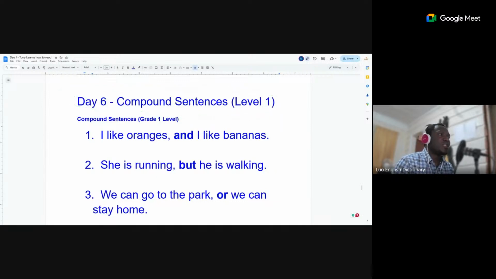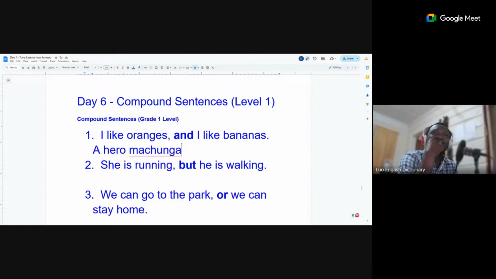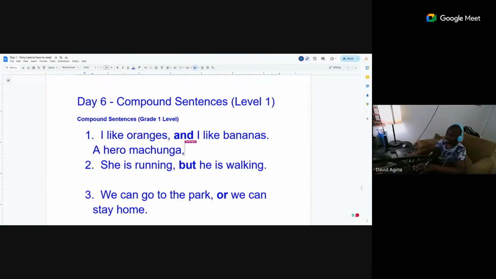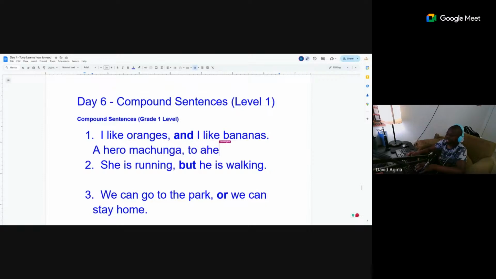We shall start with "I like oranges and I like bananas." Down there you will write "ahero", where "a" is "I". Ahero machunga. I learned that in a YouTube short that I posted. Then comma, "to", ahero. Is "ahero" one thing or just two? Like one thing.